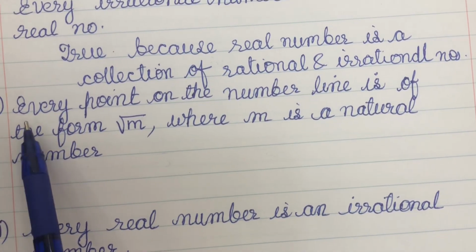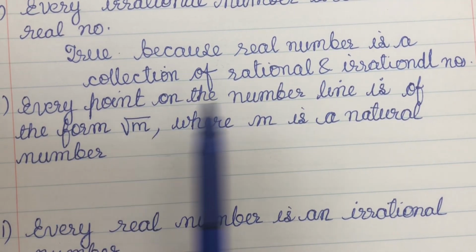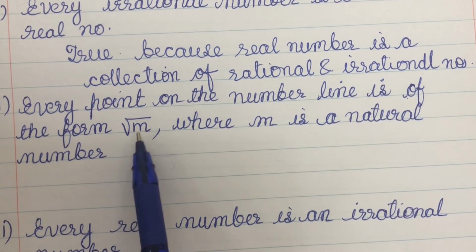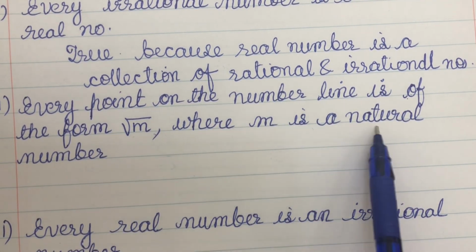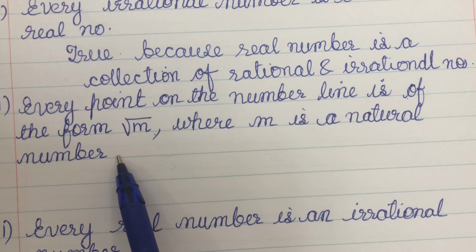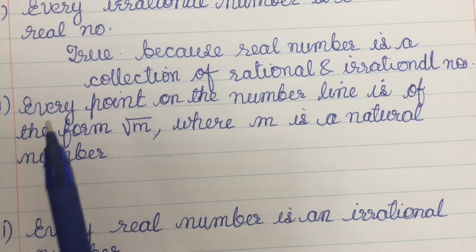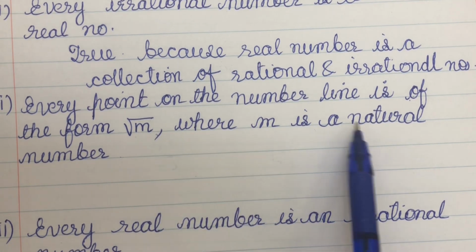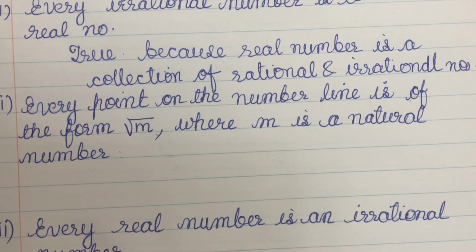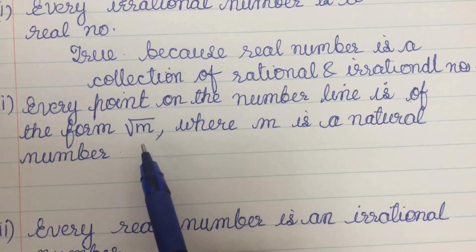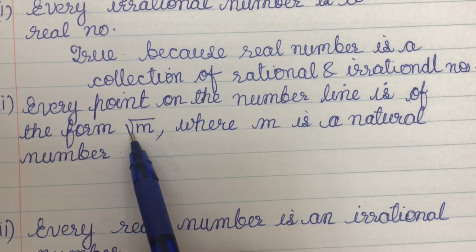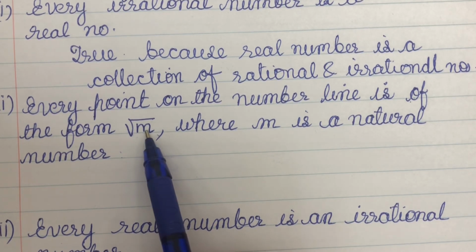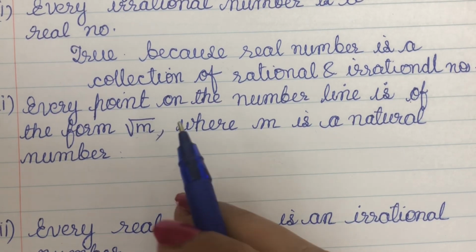So the second statement is, every point on the number line is of the form root m, where m is a natural number. Is it true or false? It is false, right? Because you know what root 2, it's not defined, right? Root 2.